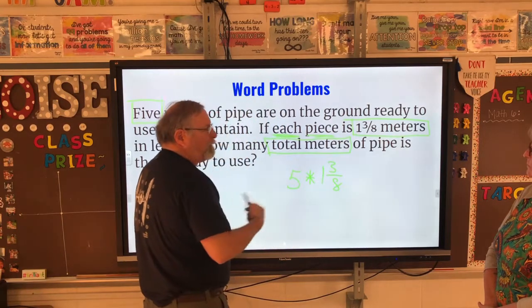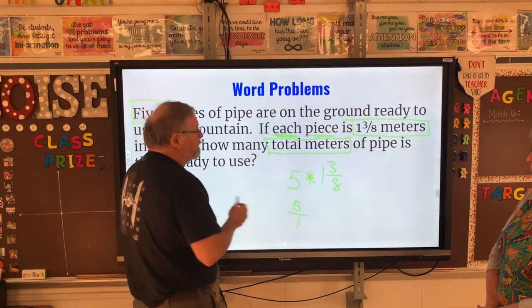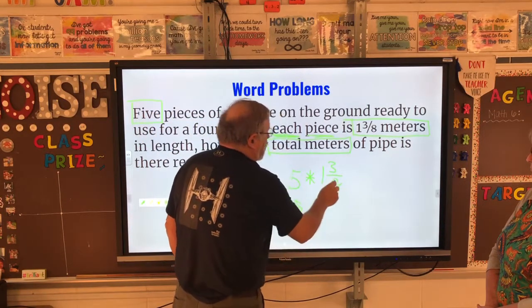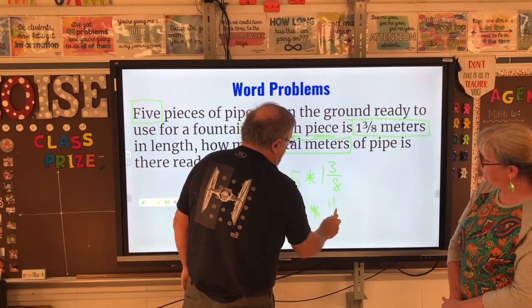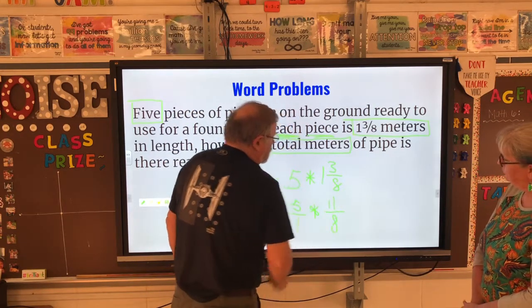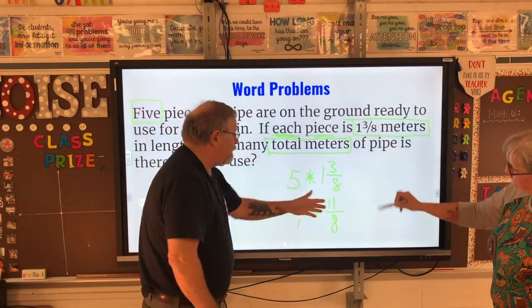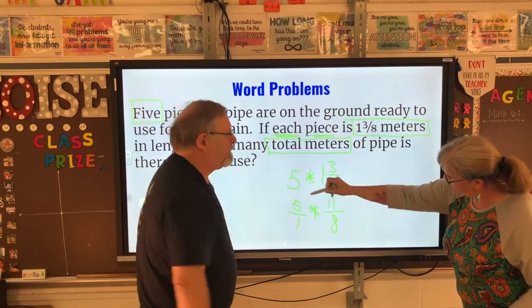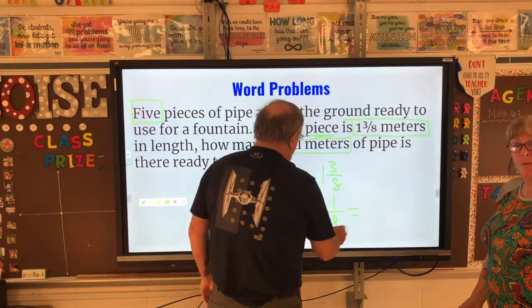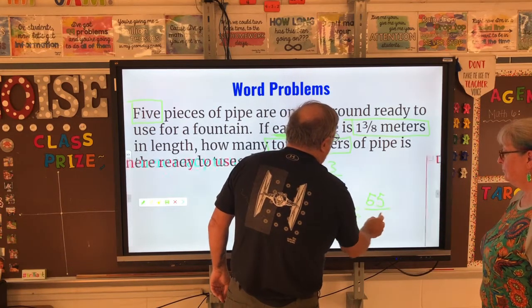And again, just like before, we'd make this 5 over 1 because it needs to look like a fraction, times, and then we have to turn that into an improper. That's 8, 9, 10, 11. 11 over 8. Okay, so what are we going to do? We're going to look to see if we have anything that we can reduce before we multiply, and we are not doing well in finding things that we can reduce before we multiply. And sometimes you don't. So we'll end up with 55 over 8.